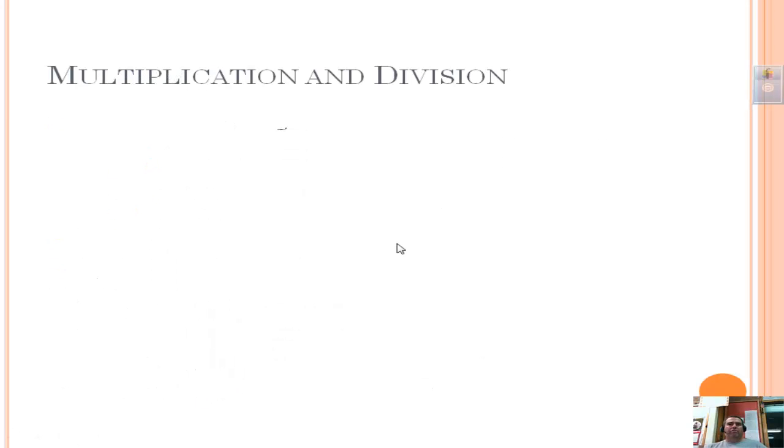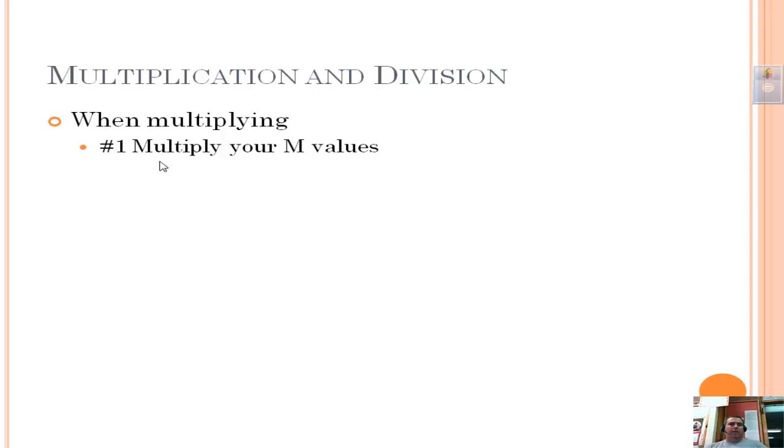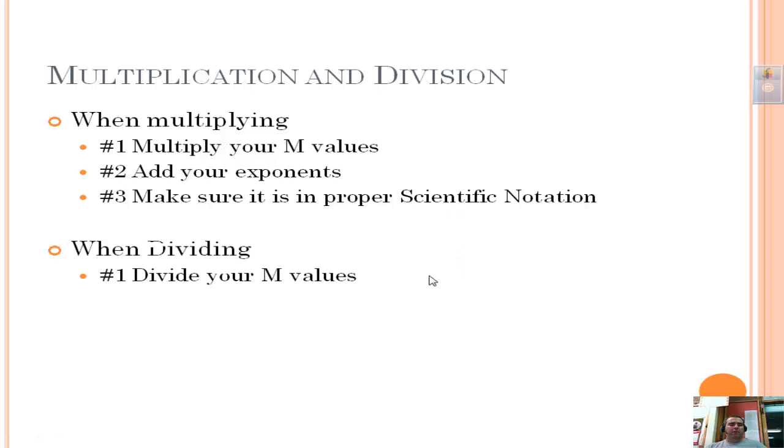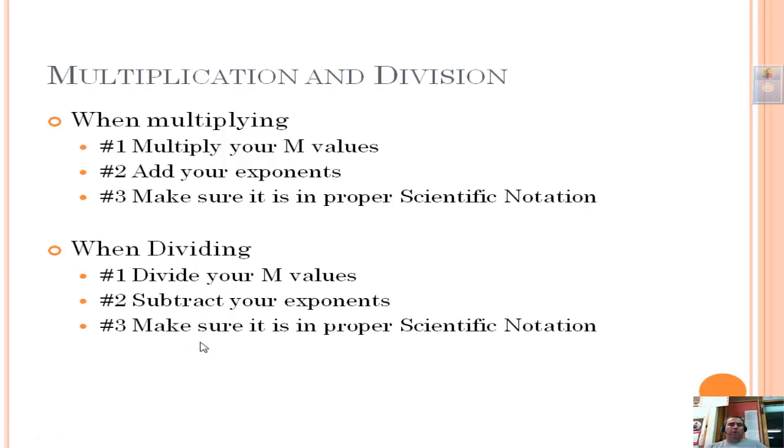Let's look at multiplication and division. When multiplying, rule number 1, we're going to multiply the m values. Number 2, you're going to add your exponents. And rule number 3, you're going to finally make sure that it is in proper scientific notation. Division. First thing you're going to do, you're going to divide your m values. Now, since division is the opposite of multiplication, if you notice up here when we multiplied, we added the exponents. Down here, we're actually going to subtract the exponents when we divide. And then finally, rule number 3, again, make sure it is in proper scientific notation.